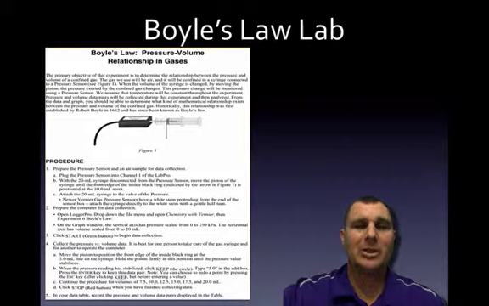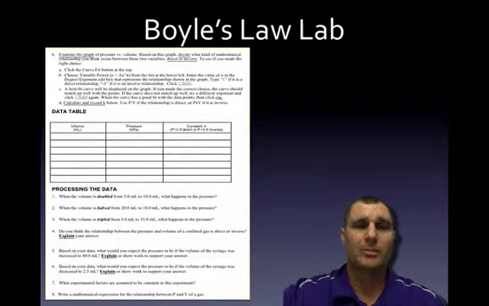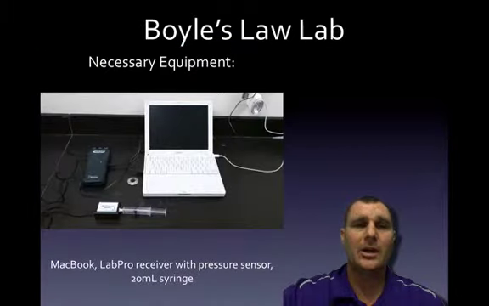First, this is the lab sheet that we passed out during class. There is a front as well as a back, but since I have you here on this video, we can go through this quite a bit quicker. When we start this lab, we needed a MacBook from our MacBook cart, a Lab Pro receiver as well as the corresponding pressure sensor, and a 20 milliliter syringe.